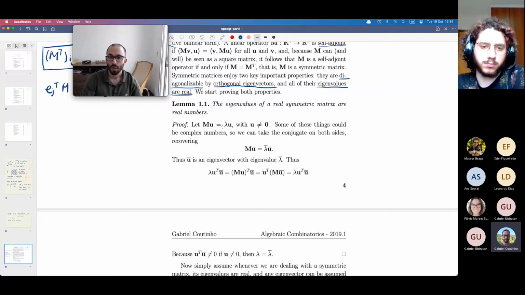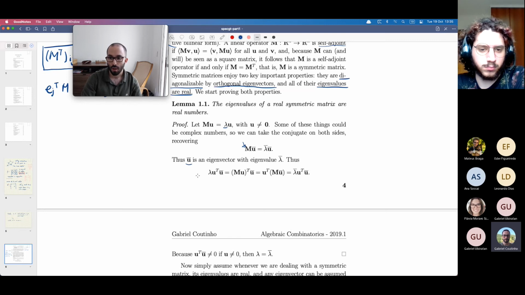So assume lambda is an eigenvalue, meaning it satisfies the eigenvector equation for some eigenvector u. Some of these things could be complex numbers, so who knows? I have no idea. I still do not know what's going on. So I can take the complex conjugate on both sides. M is real and symmetric, so M is left unchanged, whatever u is, an eigenvector. This is the conjugate, so I'm conjugating each entry of u, conjugating lambda, conjugating each entry of u. Therefore, I can conclude that u conjugate is an eigenvector with eigenvalue lambda.